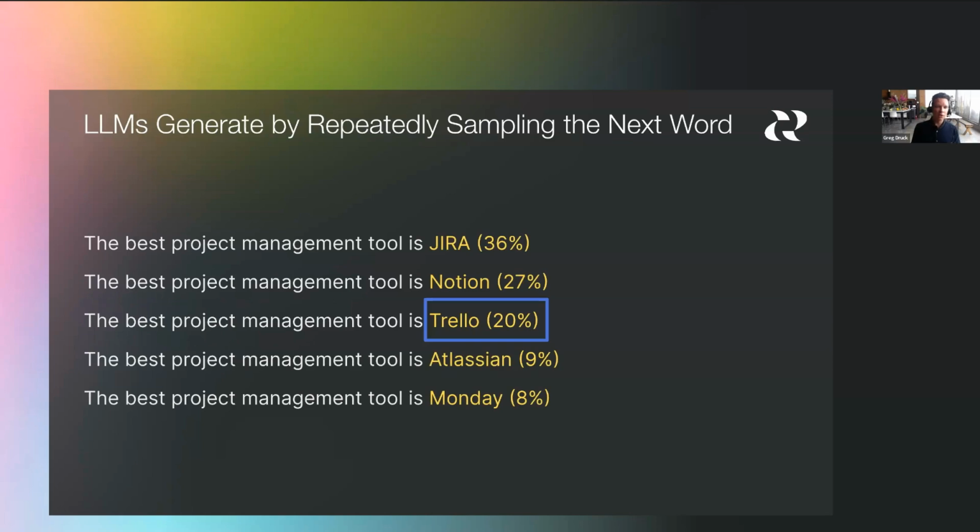What's actually happening under the hood here is the model is computing probabilities for many possible next words that could occur at this position, and then it's going to pick one of them. For example, here, Jira actually had the highest probability, but the one that ended up being selected was Trello. That's because this is a random selection according to these probabilities. This explains why if you ask an AI answer engine the same question multiple times, it may give different answers, because there's randomness inherent in the generation process.